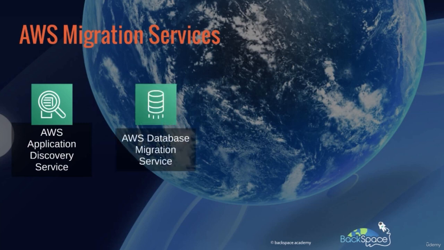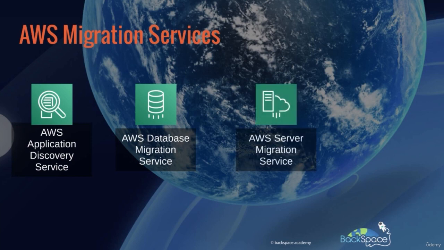AWS Database Migration Service orchestrates the migration of databases over to the AWS cloud. You can also migrate databases with one database engine type to another totally different database engine type. For example, you can migrate from Oracle over to AWS Aurora. AWS Server Migration Service can automate the migration of thousands of on-premise workloads over to the AWS cloud. This reduces costs and minimizes the downtime for migrations.